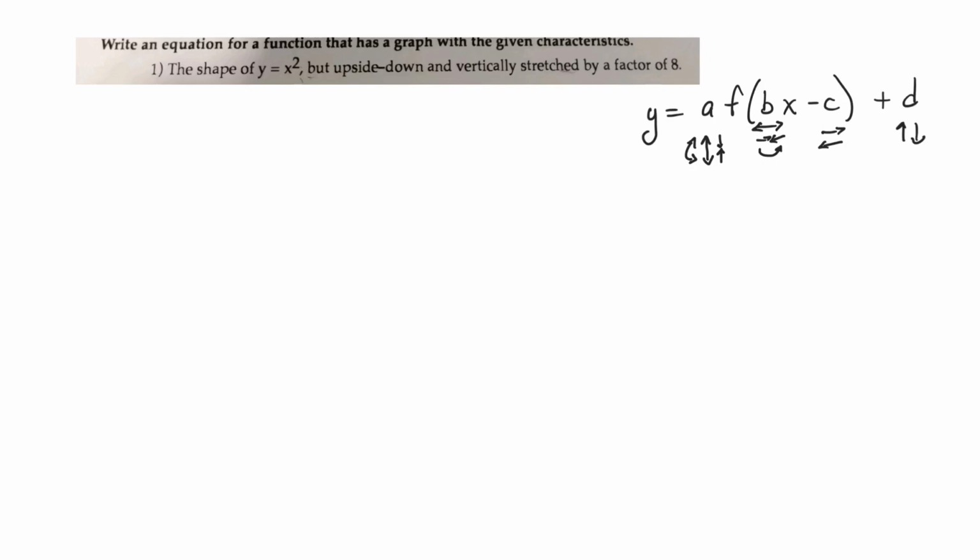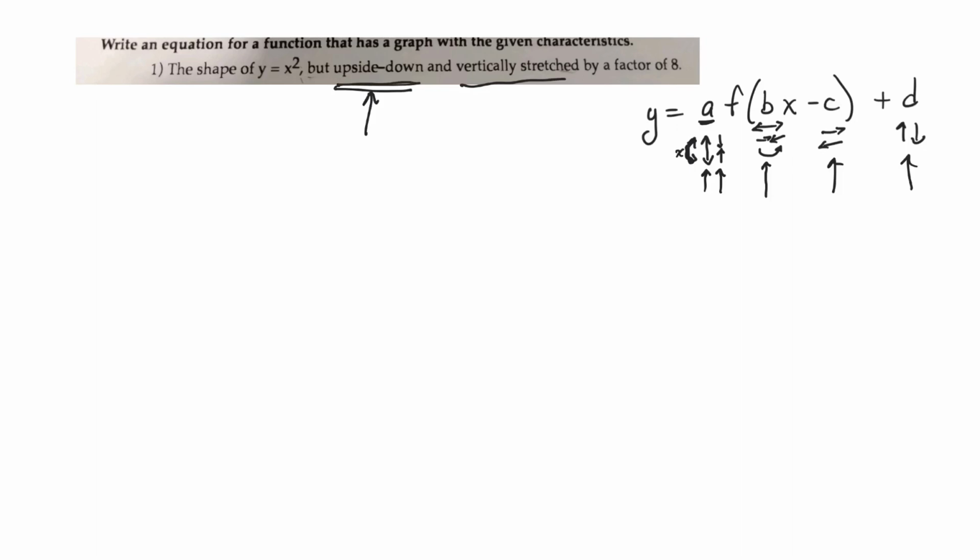Last question is a good one, a transformation question. Shape of y equals x squared, but upside down and vertically stretched by a factor of 8. So those are two transformations it has to, and I have to write the equation for that. If it's upside down, I know I need to put a negative somewhere. And if it flips over the x-axis, that's the A. So A, it flips over the x-axis, and it also stretches things and squishes things. B, it flips over the y-axis, and it squishes and stretches things horizontally. C moves things left to right, D moves things up and down.